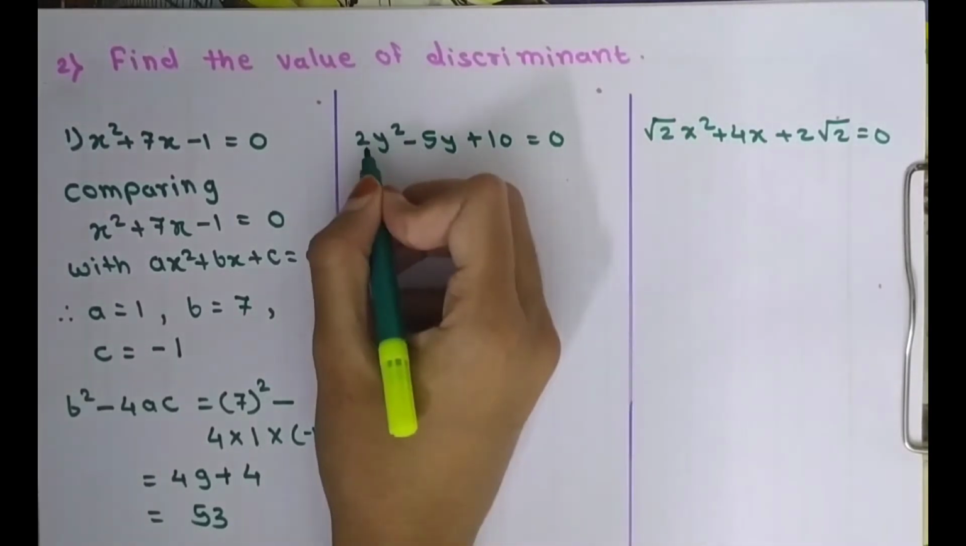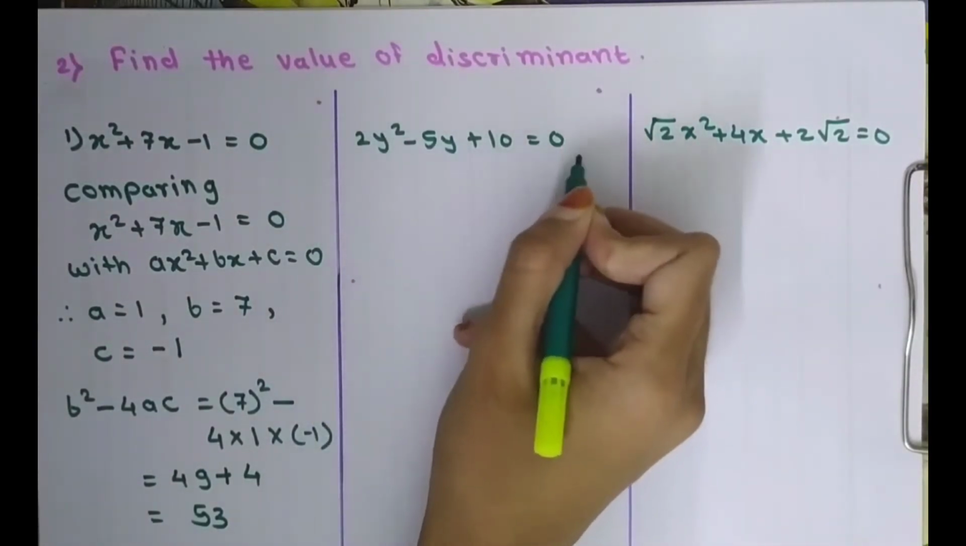Okay, now the second question is 2y square minus 5y plus 10 is equal to 0.